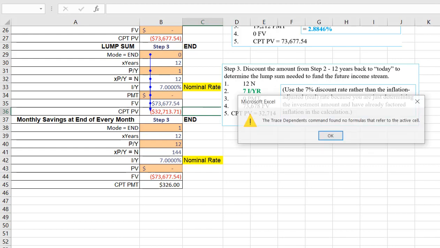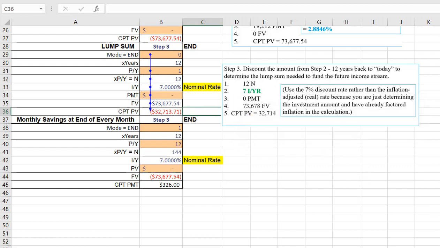But as I mentioned, we could change this question a little bit and make it into a monthly payment. So here we can see that we change the number of years to 12, but we change the PY, periods per year, to 12. So our N is 12 times 12, which is 144. We're using that 7% nominal rate. And you can see here we're at the end. So we're saying, how much would we need to pay into a savings account at the end of every month, starting this month and every month for the next 144 months, so I can get that future value of $73,678. Okay, so that's the Excel there.